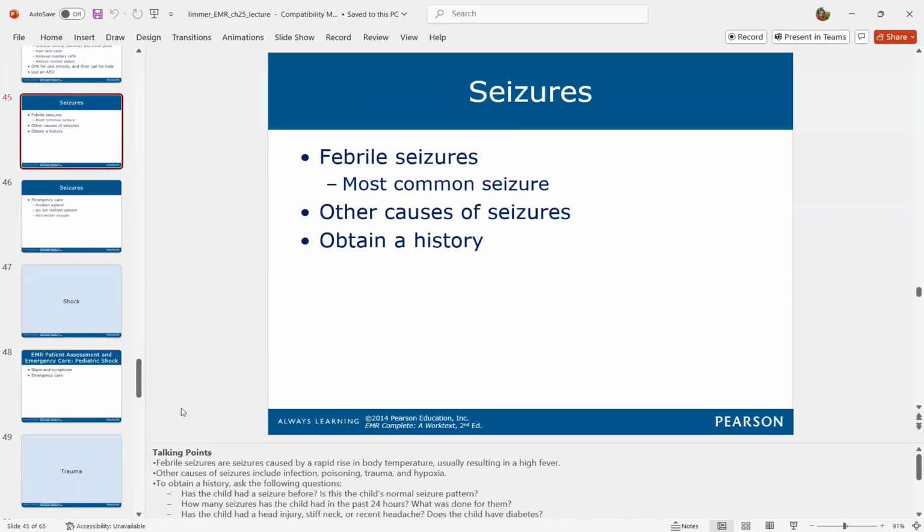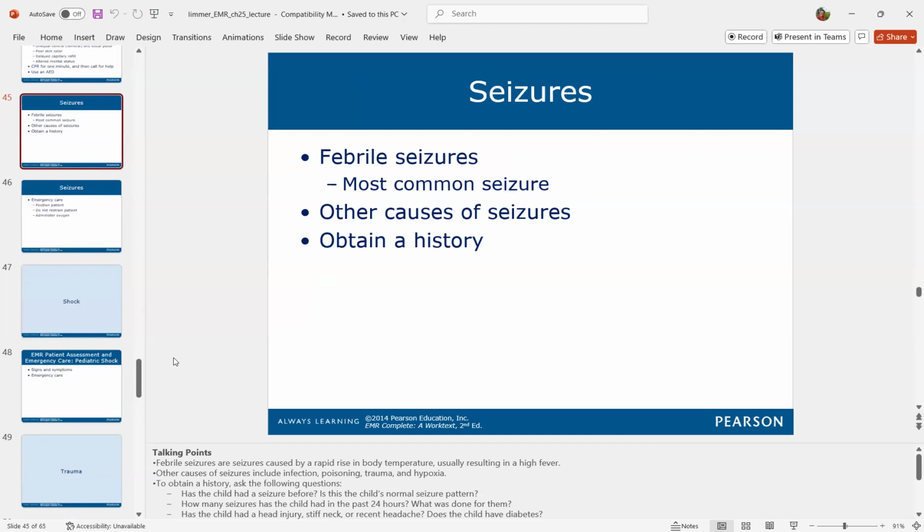Seizures in this age bracket, they have what's called febrile seizures. These are seizures caused by a rapid rise in body temperature, usually resulting from a high fever. Their fever spikes and they go into a seizure. Other causes of seizures include infections, poisonings, trauma, or hypoxia.